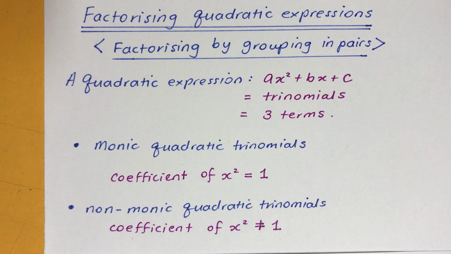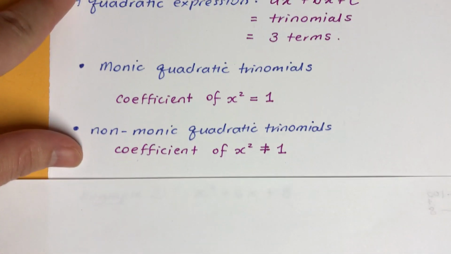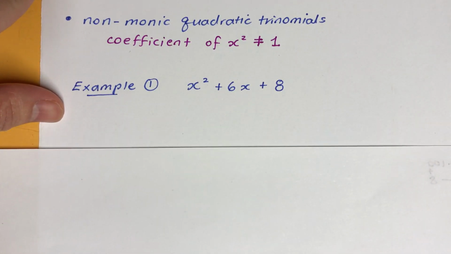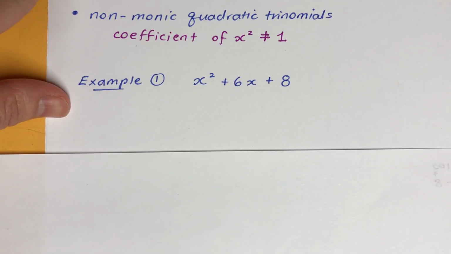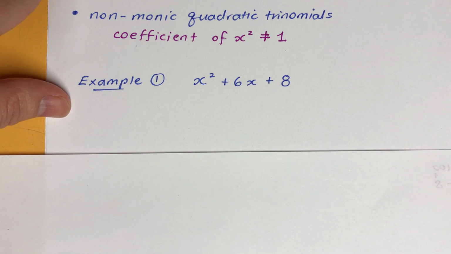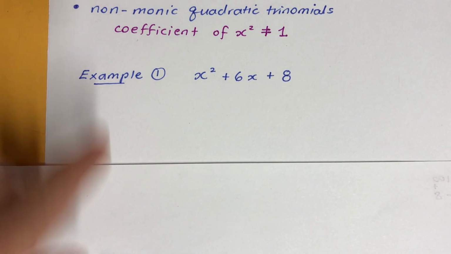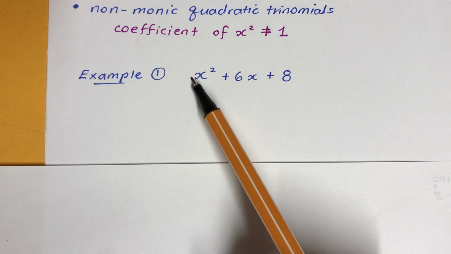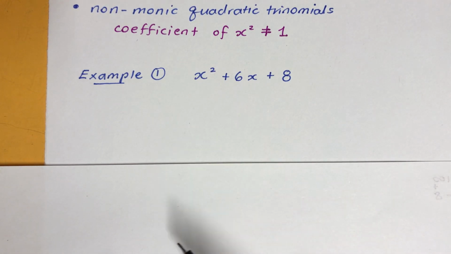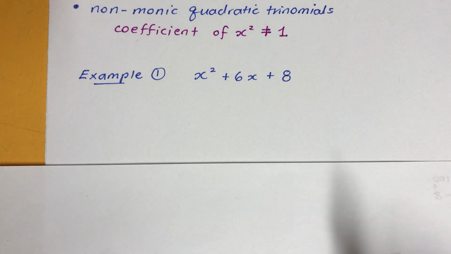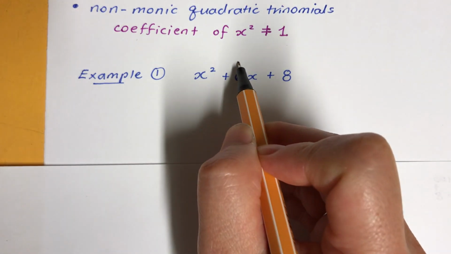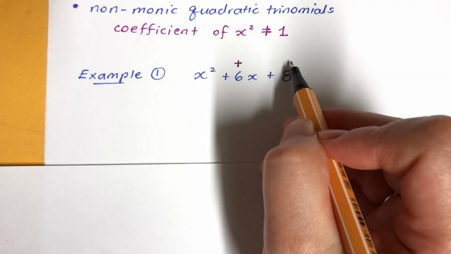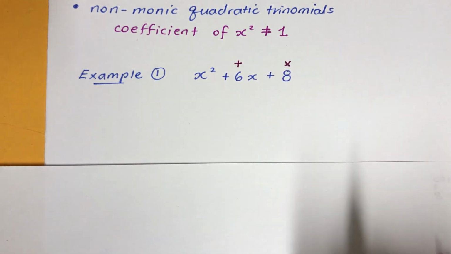So let's start the example. As you can see, this example is monic, isn't it? Monic quadratic trinomial. It's got 3 terms, and the coefficient is 1. So x squared plus 6x plus 8. Now, these are the 2 factors that will be added, and that's the product, the times.